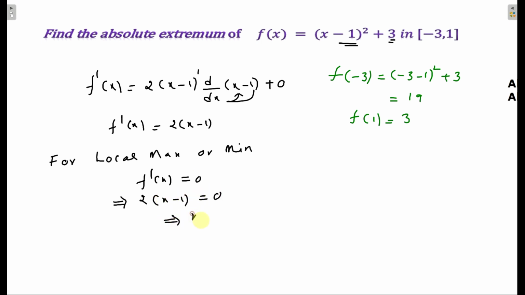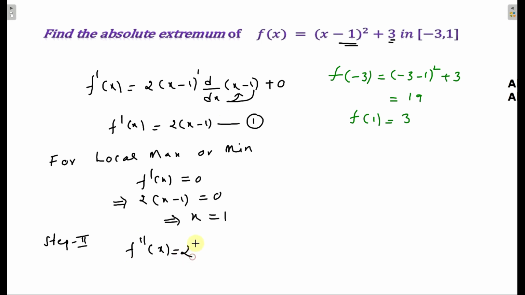From this I will get x is equal to 1. Second step, find f double dash x here. f double dash x means differentiate this with respect to x both sides.